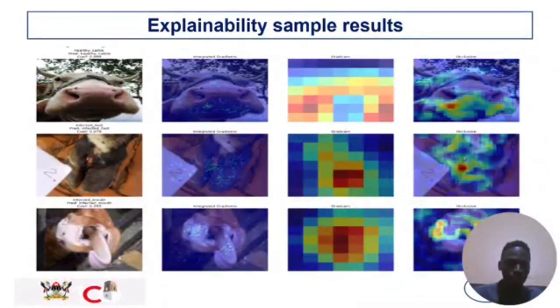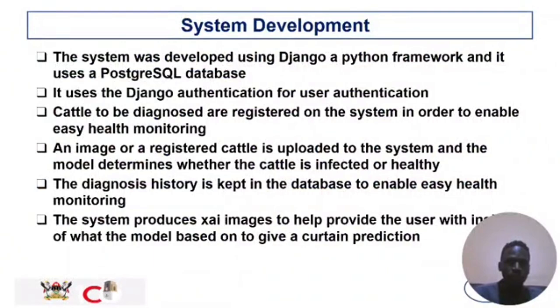Then system development: we developed a system using the Django framework, and we used the PostgreSQL database for storing the data about the system. The system uses the inbuilt Django authentication to authenticate users. The cattle to be diagnosed are registered on the system. This helps in the monitoring and tracking of the health of the cattle.